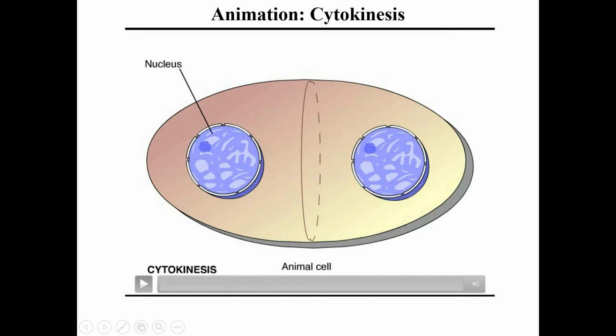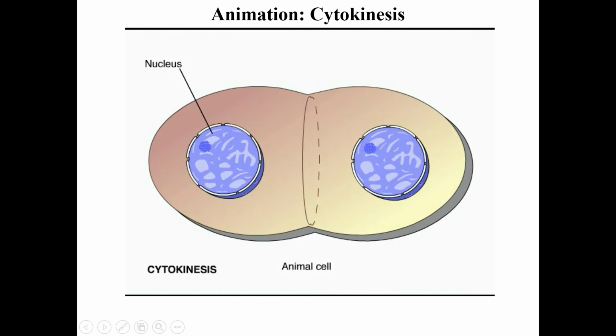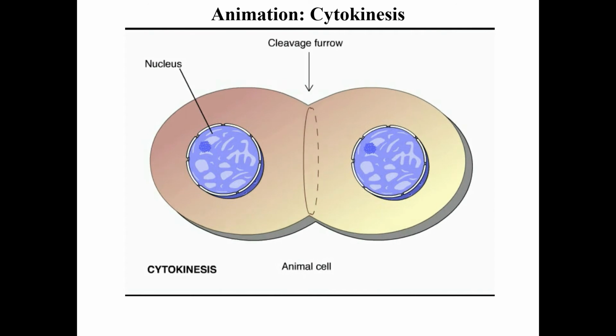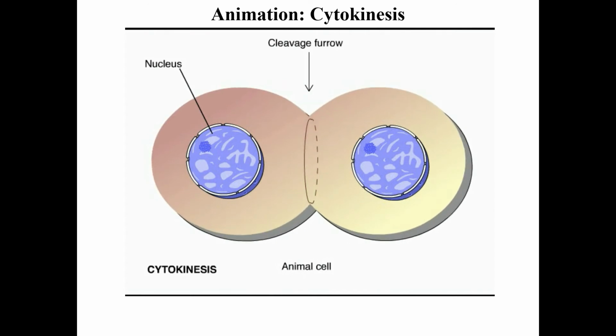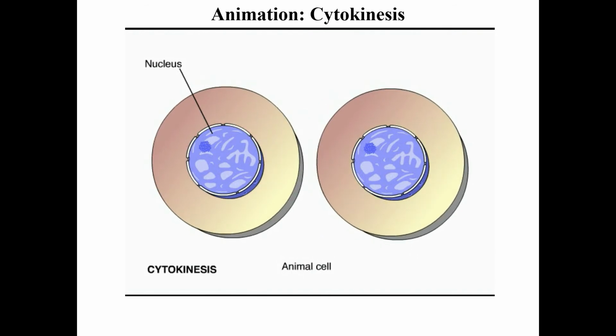Looking at this process of cytokinesis in animal and plant cells. In animal cells, cytokinesis begins with the formation of a cleavage furrow. At the site of the furrow, a ring of microfilaments contracts, much like the pulling of drawstrings. The cell is pinched in two, creating two identical daughter cells.